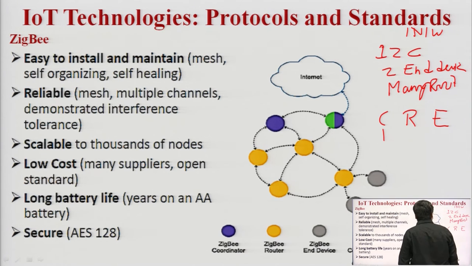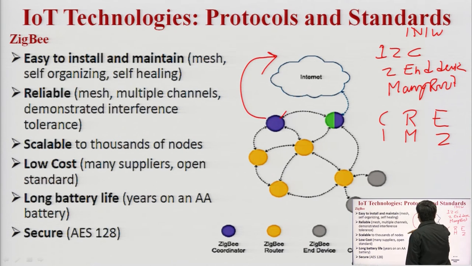Why is there one coordinator node? In any one network, there is one coordinator node. The responsibility of the coordinator node is to connect with other networks. It basically has master control and communicates with other networks. We have many routers, and we have two end devices. Here you can see that we have a Zigbee coordinator. This Zigbee coordinator is used to communicate with the network.